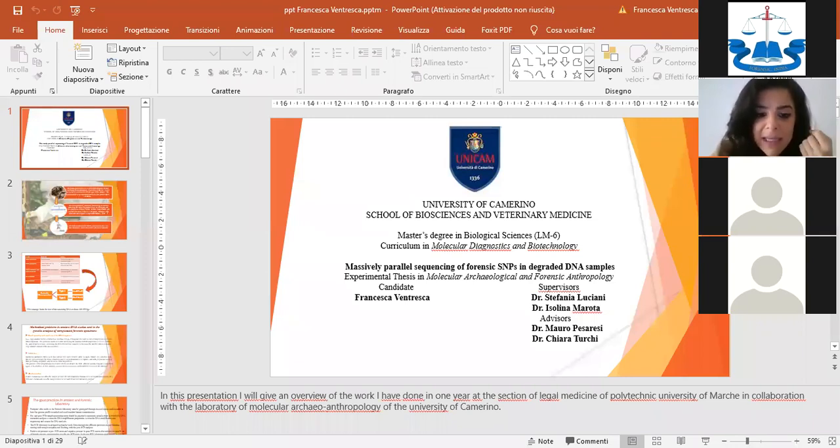It means it can be very, very useful for the typing of highly degraded DNA, because in this case we require less DNA to obtain a profile. So for this reason, if we have highly degraded samples, we cannot use short tandem repeats, because they are longer and they need more DNA. Okay.